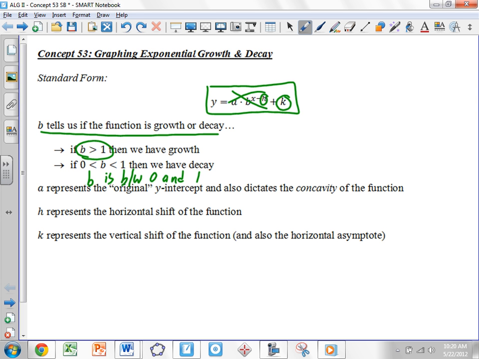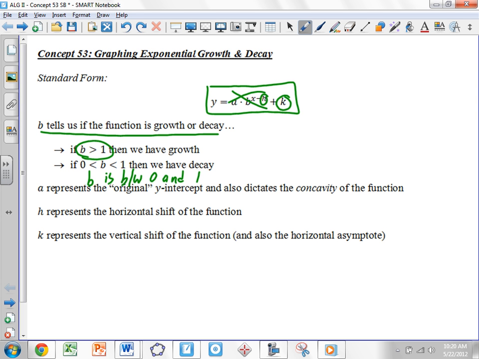Again, greater than 1. So if B is 1.1, it's growth. If B is 1.0001, it's growth. But if B is 1, it's neither growth nor decay. Okay, we're not going to have a function there. Well, we'll have a function, but it's not going to be growth or decay. So remember, the important part is to know that B tells us if the function is growth or decay.